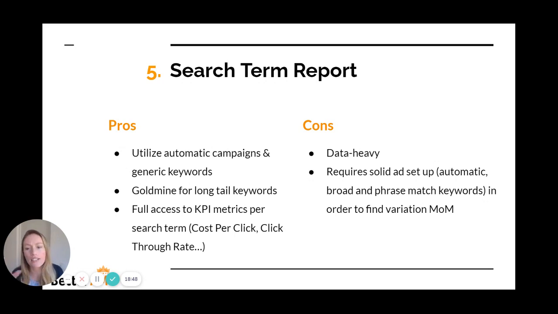Another con here is that it does require a solid ad setup. So if you do not have automatic campaigns, or if you do not have broad and phrase match keywords, you're just really not going to find much variation month on month. You want to have automatic keywords and especially broad match types so you can bring in the gold. So every month you're finding these new search terms, you're finding these new long tail keywords.